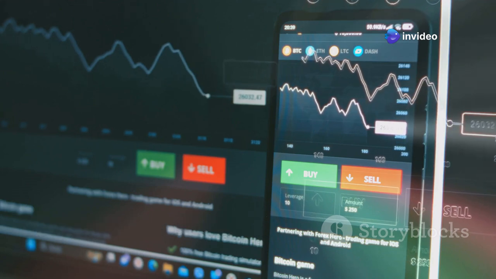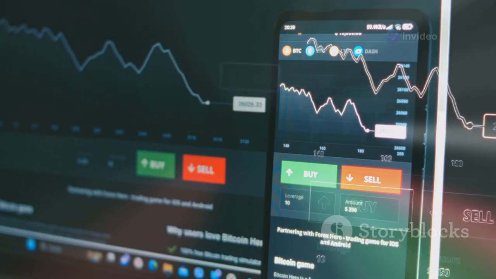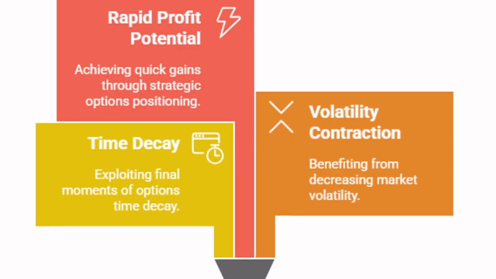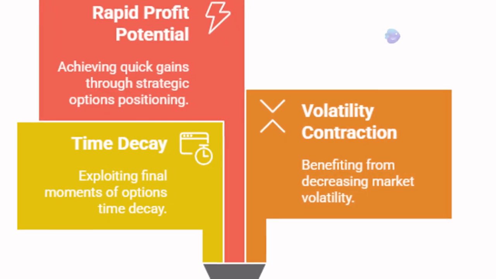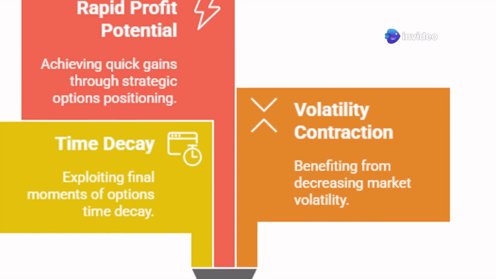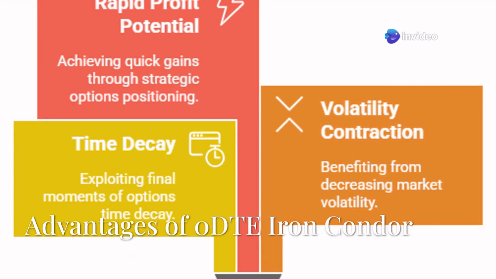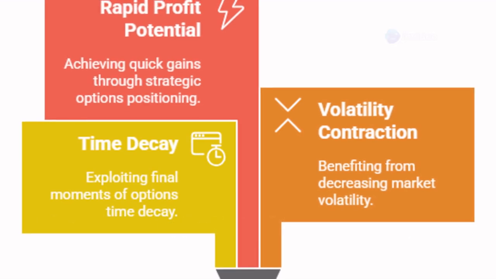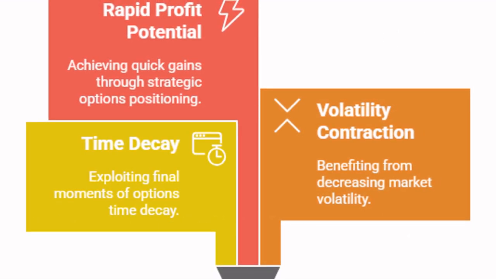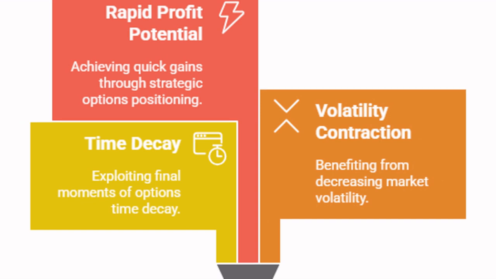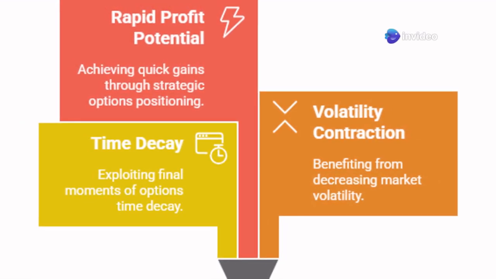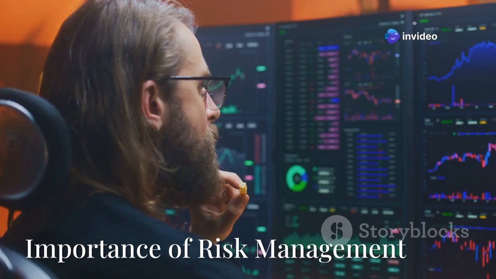0 DTE stands for 0 days to expiration, referring to options that expire on the same trading day. These options have gained popularity among traders due to their potential for rapid profits within a short time frame. 0 DTE strategies, including the Iron Condor, allow traders to take advantage of the final moments of time decay and volatility contraction, offering significant return potential if managed effectively.